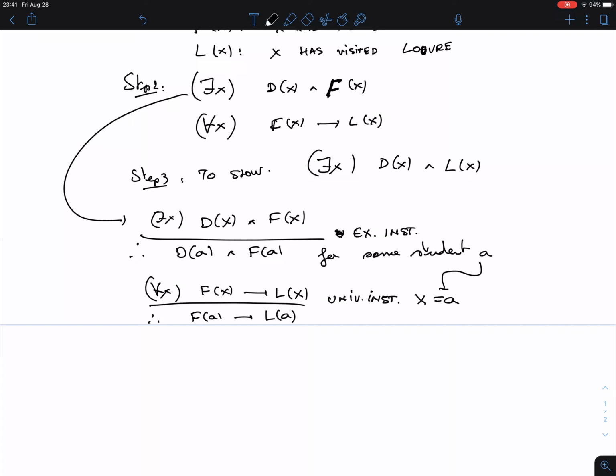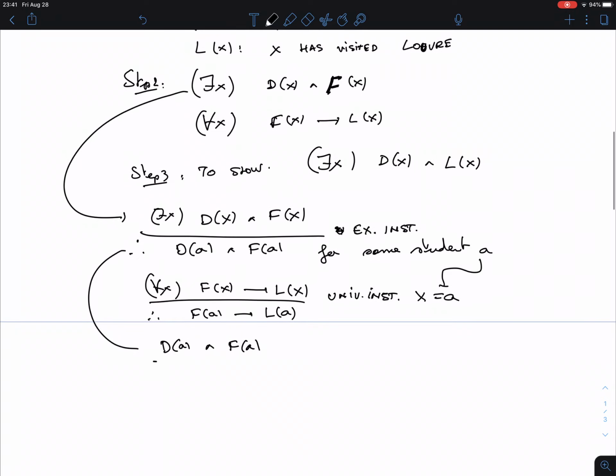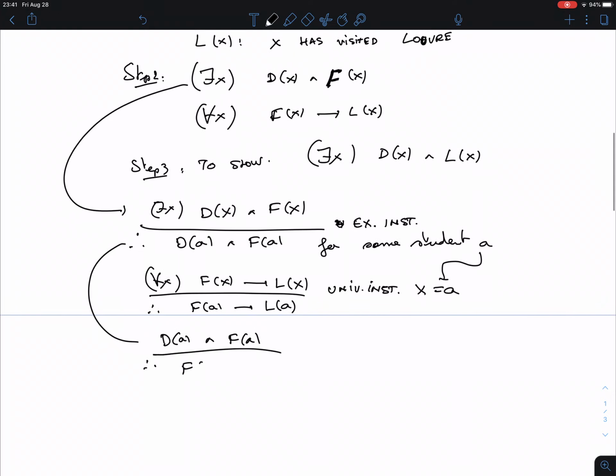Good, so now from this F of A I can get L of A. Do I have F of A? Well, I have this D of A and F of A here. So I should perhaps get from that, what do we need? F of A. Remember, this is the rule called simplification, I think, but it's kind of an obvious rule.